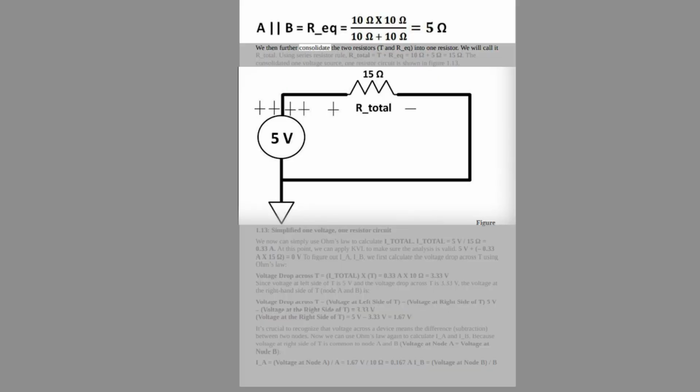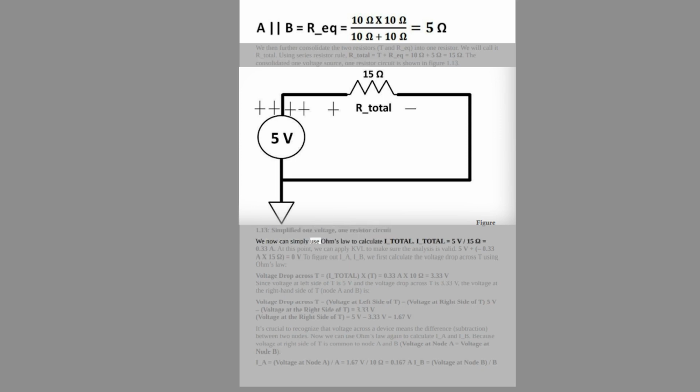We then further consolidate the two resistors, T and R_EQ, into one resistor. We will call it R_total. Using the series resistor rule, R_total equals T plus R_EQ equals 10 ohms plus 5 ohms equals 15 ohms. The consolidated one voltage source, one resistor circuit is shown in Figure 1.13. Figure 1.13, simplified one voltage, one resistor circuit.